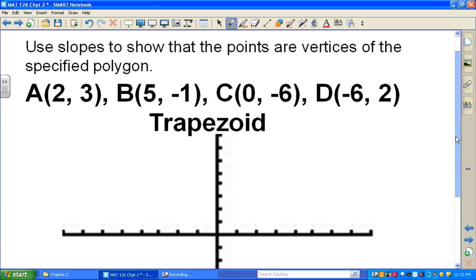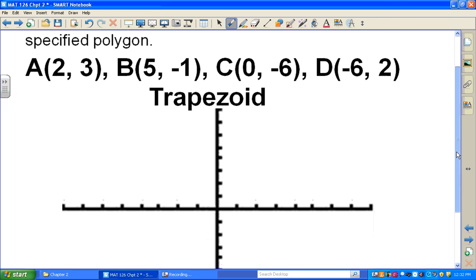Use slope to show the points are the vertices of the specified polygon. What is a geometric definition of a trapezoid? Geometry. I love it. I teach it this fall, as a matter of fact. Anybody know the definition? Yep, go ahead.